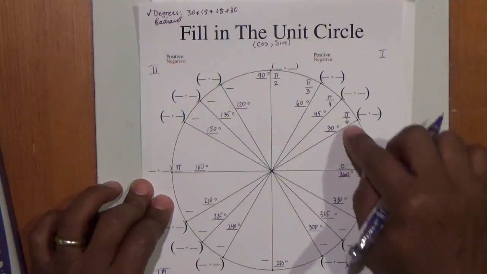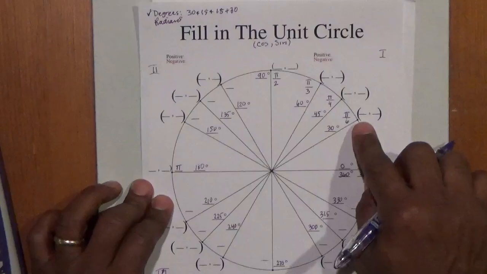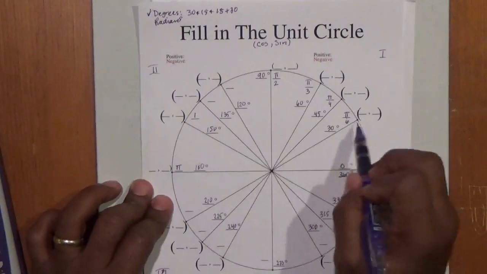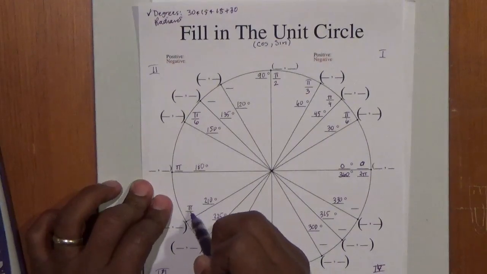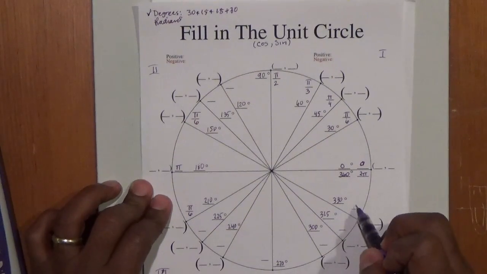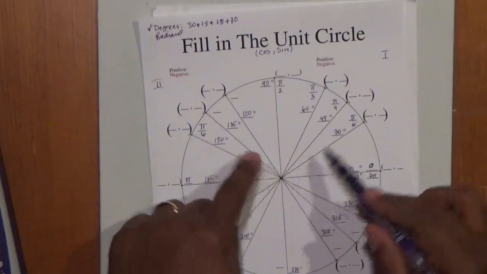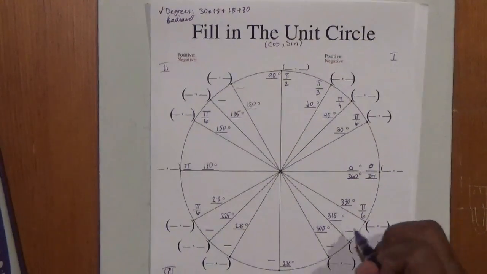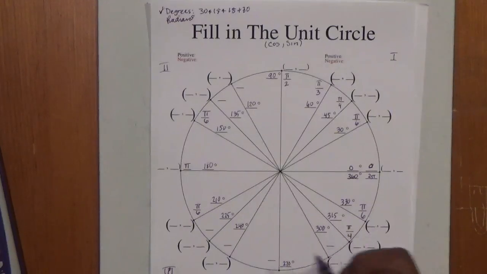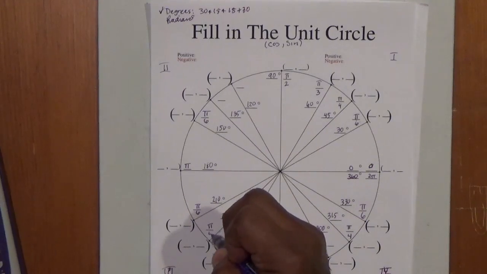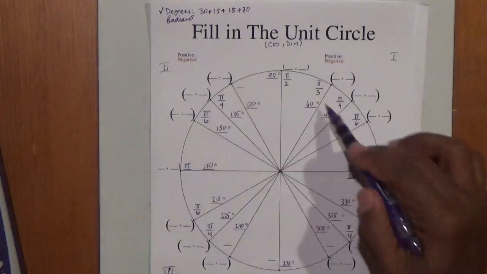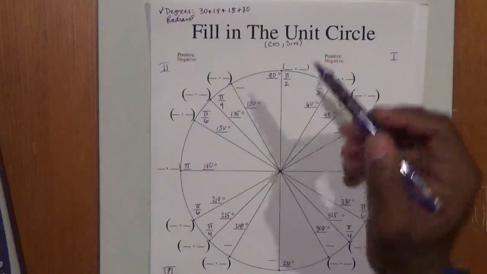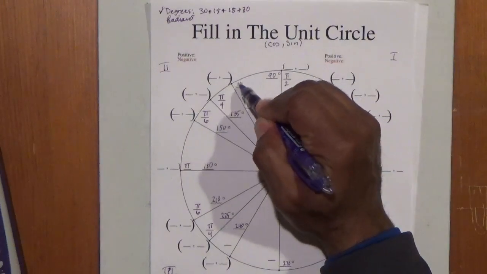The 30-degree angles from the x-axis are all going to have a pi over 6. So this has a pi over 6. This is going to have a pi over 6. Pi over 6. And this one's going to have a pi over 6. All the 45s are going to have pi over 4. And all the 60s away from the x-axis are going to have pi over 3.